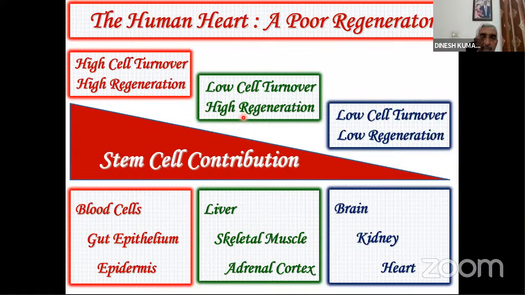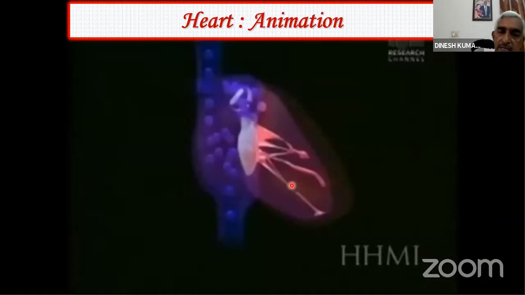Turning to turnover: is the human heart a poor regenerator? If we consider human heart muscle, as I have already discussed earlier for skeletal muscle, the human heart is a poor regenerator. Here the cell turnover is very low and regeneration is also low. And you can see here a heart which is formed in the embryonic stage. Wait for just a minute.